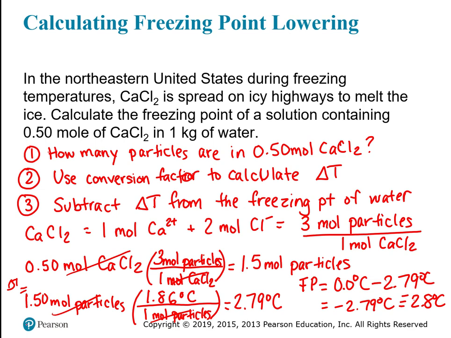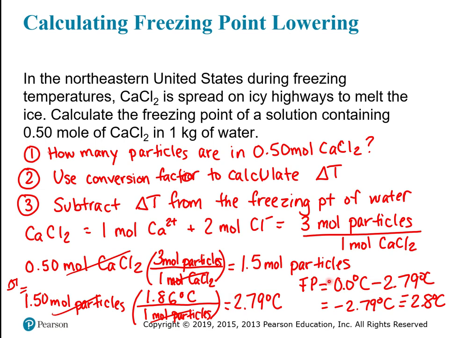So I'll go through this very quickly one more time. The first thing we have to do is figure out how many particles we have in 0.5 moles of calcium chloride. We first had to figure out how many particles we get per mole of calcium chloride, which was 3. And then we multiplied our conversion factor of 3 moles of particles for every 1 mole of calcium chloride by the number of moles of calcium chloride we were starting with, which was 0.5. Then we took the moles of particles and multiplied by our temperature conversion factor to figure out what our change in temperature is going to be for our freezing point.